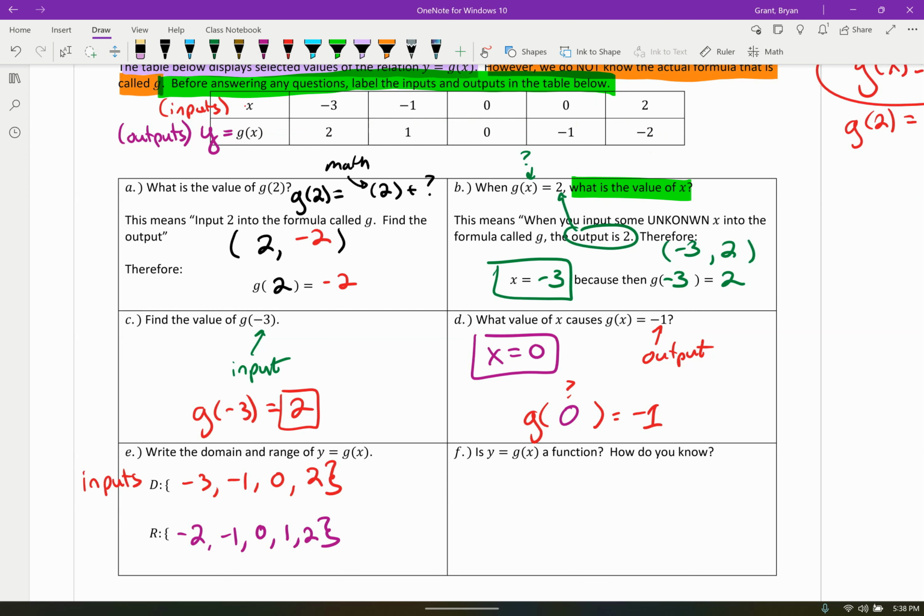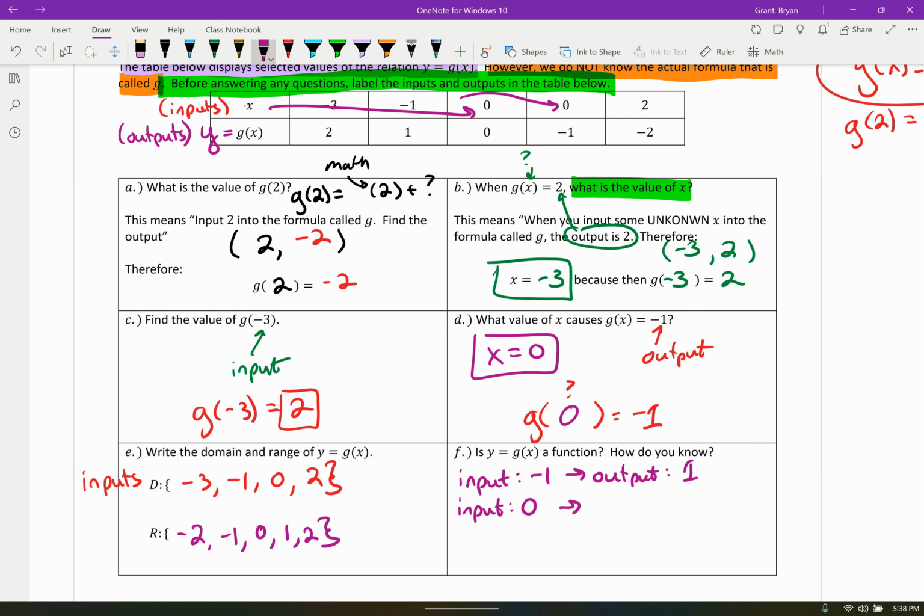Is y equal g of x a function? How do you know? Well, functions are all about the property that if I give you an input, you can tell me what the output is. So let's play a game. If I give you an input of -1, can you tell me what the output is? And I would hope so. An input of -1, the output is 1. All right, let's play again. If I give you an input of 0, what is the output? Do you see the issue? There are two different inputs of 0 with two different outputs.